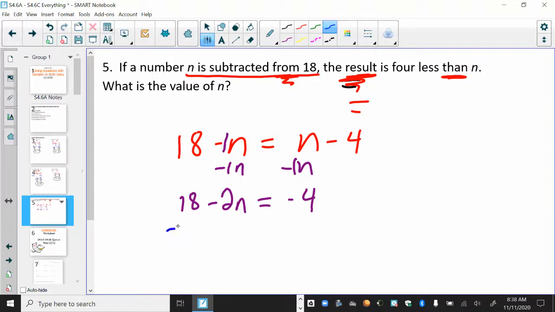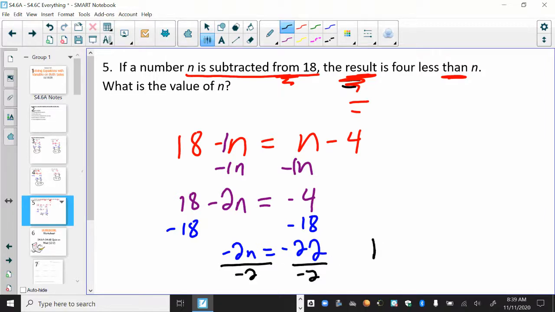And then I'm going to subtract 18 and subtract 18. Now I have negative 2n equals negative 22. And lastly, I'm going to divide by negative 2 and divide by negative 2 to get n equals 11. What is the value n? N equals 11. We don't need a label for that. Just having the n equals is enough.